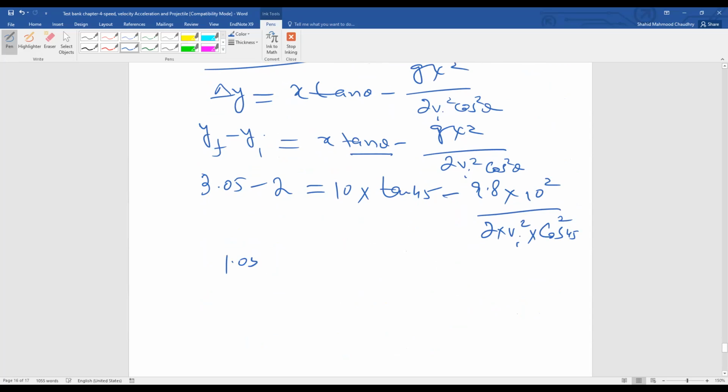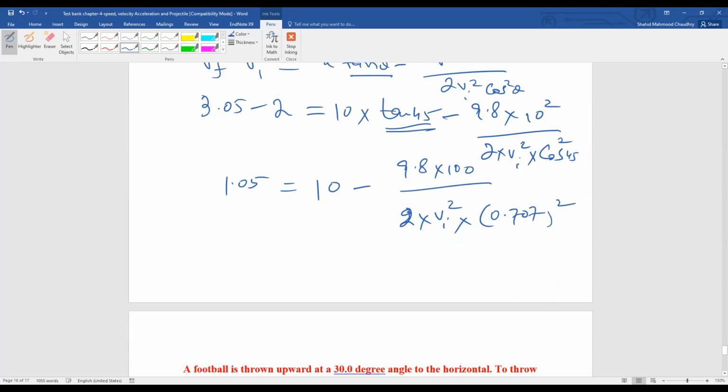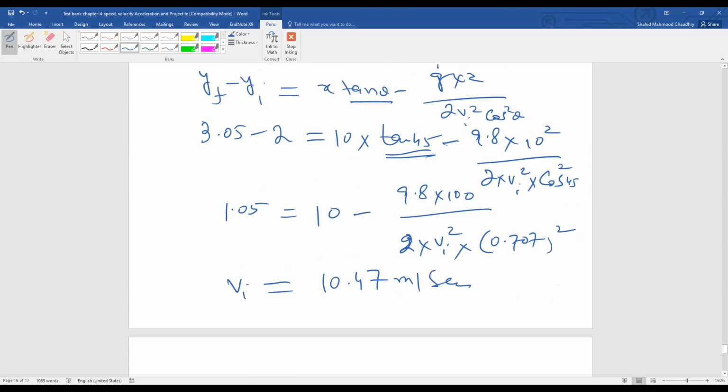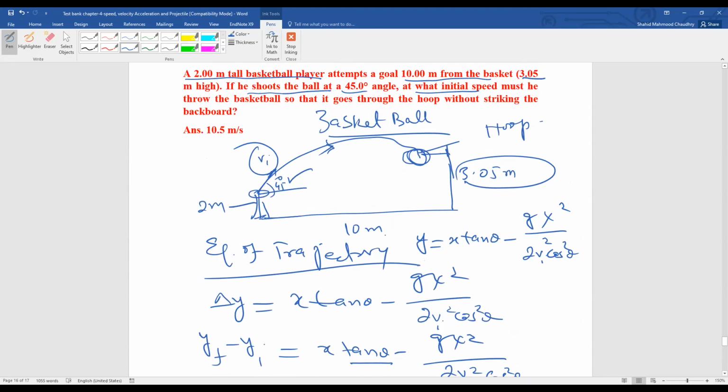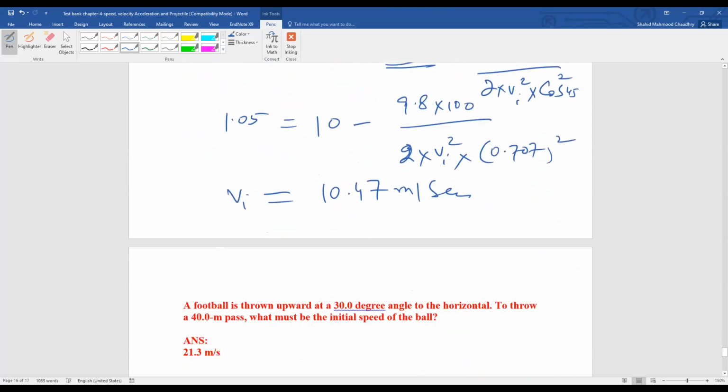So this is 1.05, and tan 45 is 1. You can check in the calculator. And this is 9.8 multiplied by 100, divided by 2 into Vi squared, cos of 45, 0.707 squared. When you solve this, I'm not solving it here, you can solve it with the calculator. It's easy for you. So the Vi answer will be 10.47 meters per second. You can see that 10.5 and 10.47 are the same.